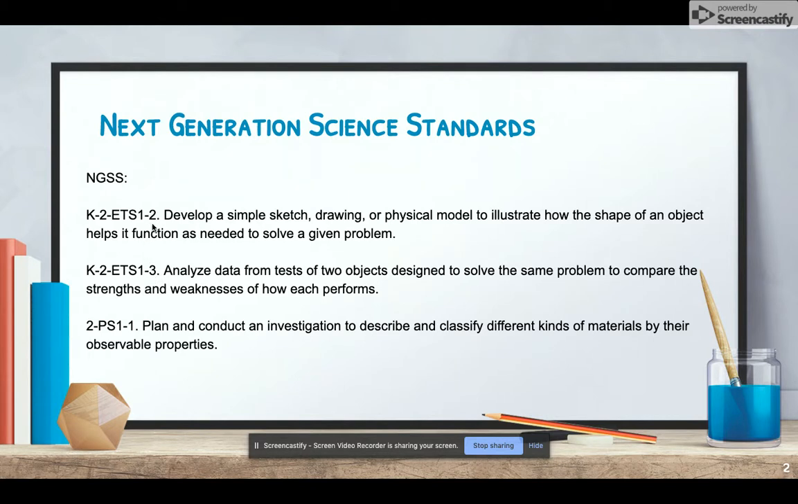Number 2 states develop a simple sketch, drawing, or physical model to illustrate how the shape of an object helps it function as needed to solve a given problem. Number 3, analyze data from tests of 2 objects designed to solve the same problem to compare the strengths and weaknesses of how each performs. And then the last standard, which was the second grade physical science standard, number 1, which states plan and conduct an investigation to describe and classify different kinds of materials by their observable properties.